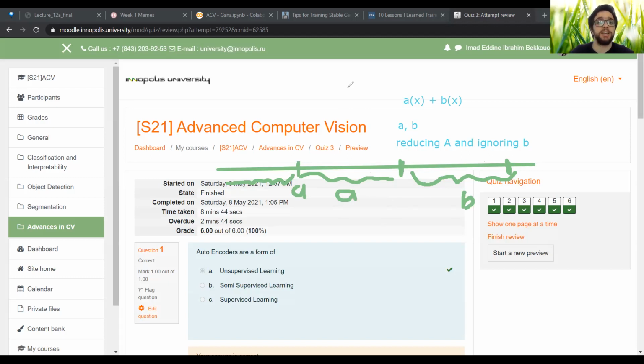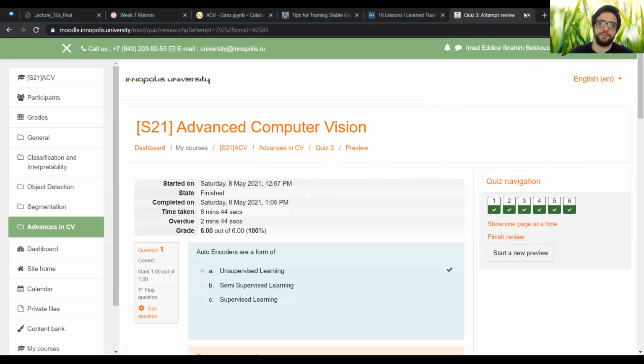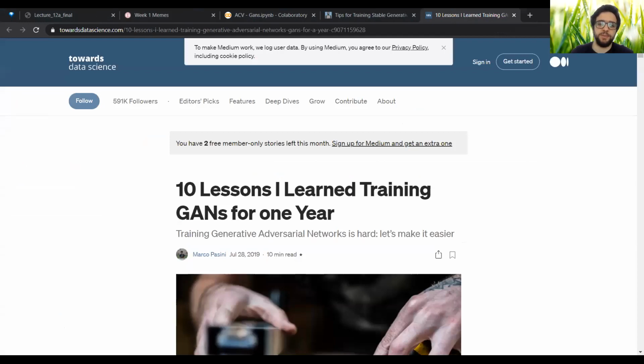Let's get something like red. When we reduce the A like this, we hope that the total sum will be reduced. Did you get it? But yeah. We have no idea what is the value of B. So the value of B can be very big, actually. And that's the reason why we can't really train a good VAE. Okay? Thank you. Now let's go to the lecture quickly.